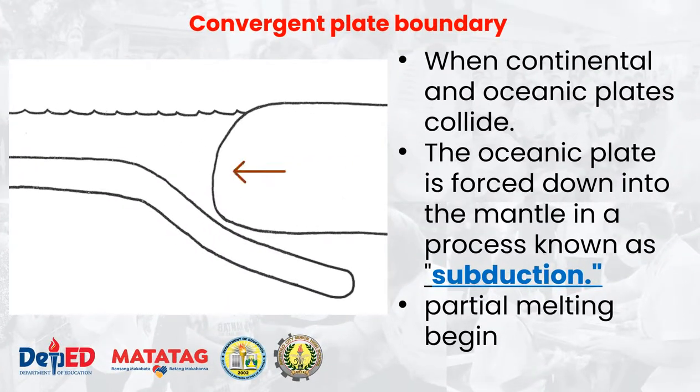Also, when continental and oceanic plates collide, so lupa tapos tubig, no, nagbanggaan yan, it forces down into the mantle na tinatawag nating subduction process. Nagkakaroon ng partial melting dito. So, as the oceanic plate descends, it is forced to higher temperature environments. At a depth of 100 miles or 160 kilometers, materials in the subducting plate begin to approach their melting temperatures and process of partial melting begins.